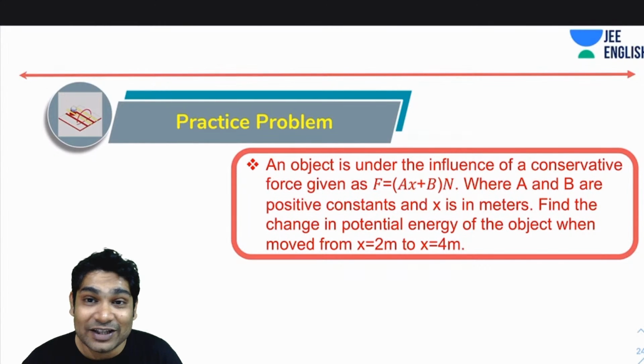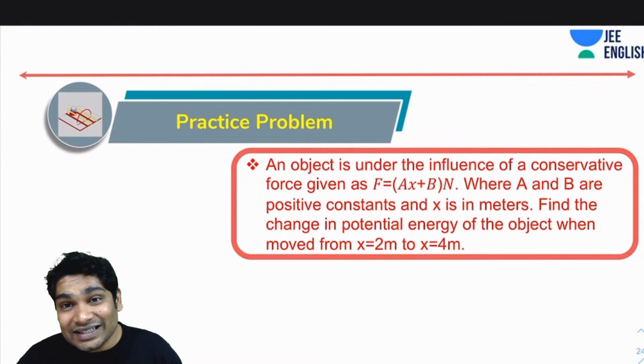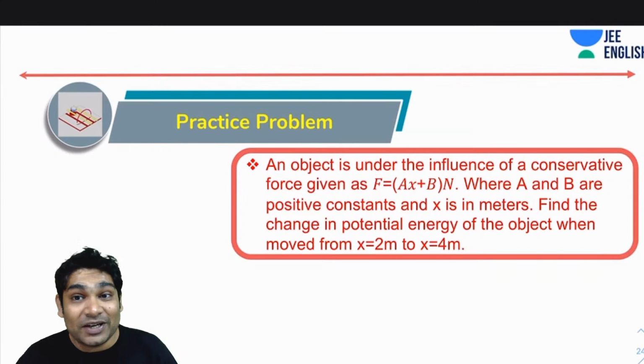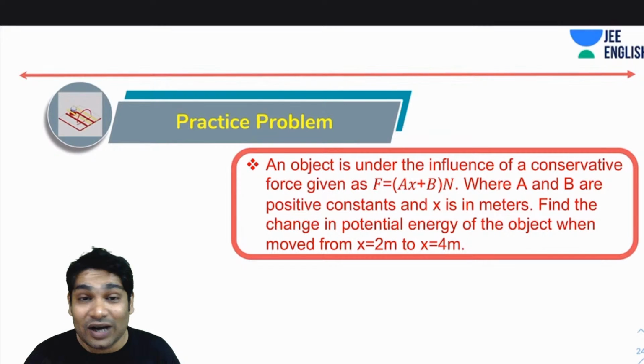Okay, so why don't we try this problem? You've been given your force as F equals AX plus B. You have to find the change in potential energy when you displace an object from X equals 2 to X equals 4 under the action of this force. So please find the change in potential energy.